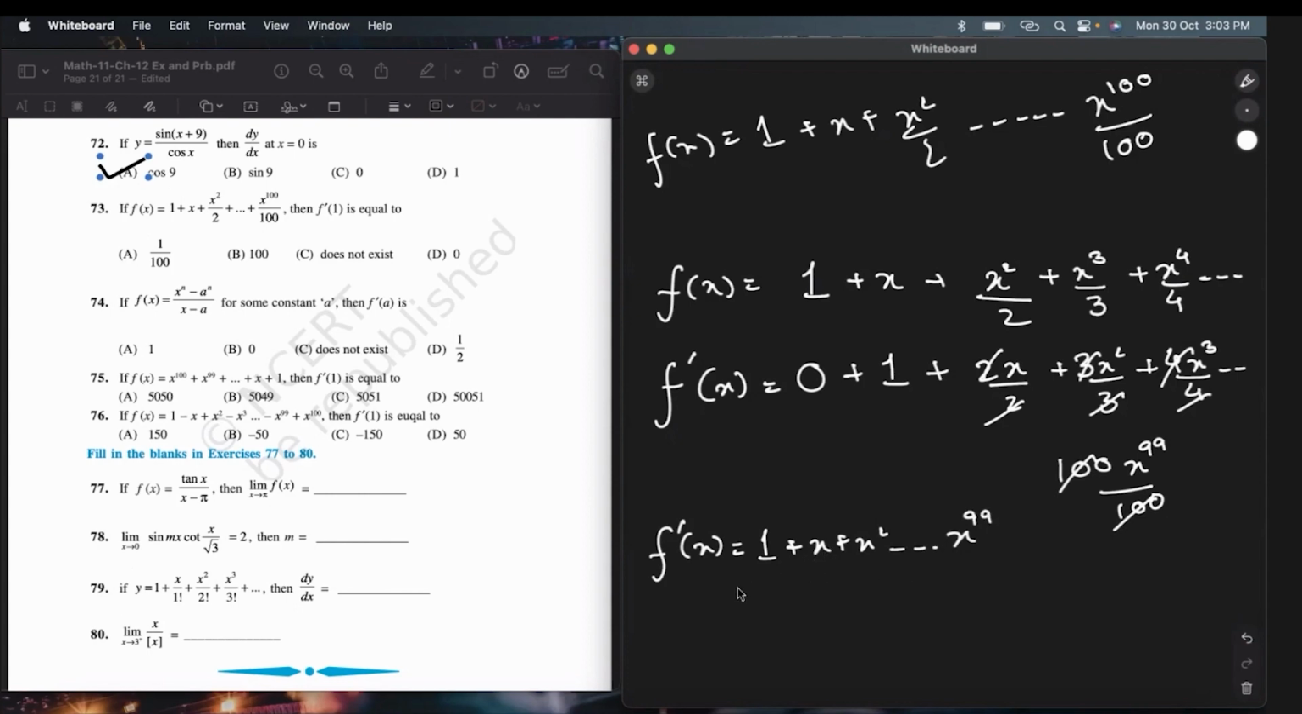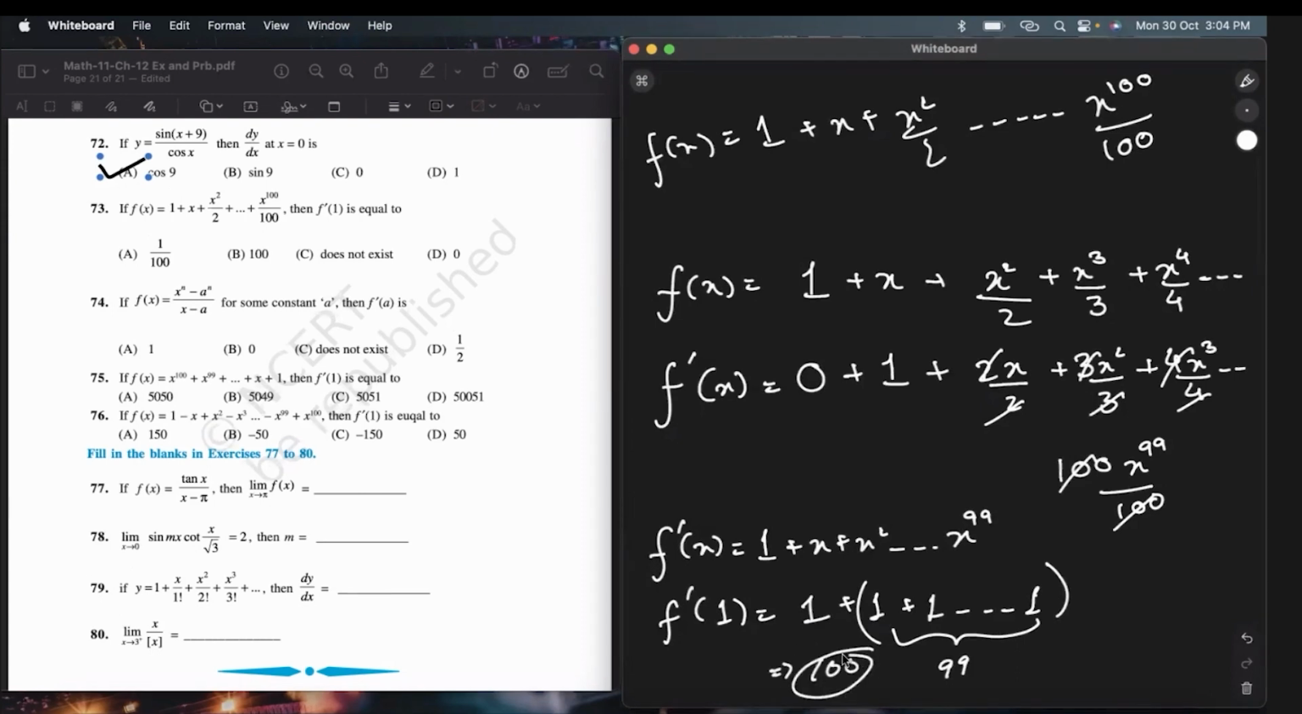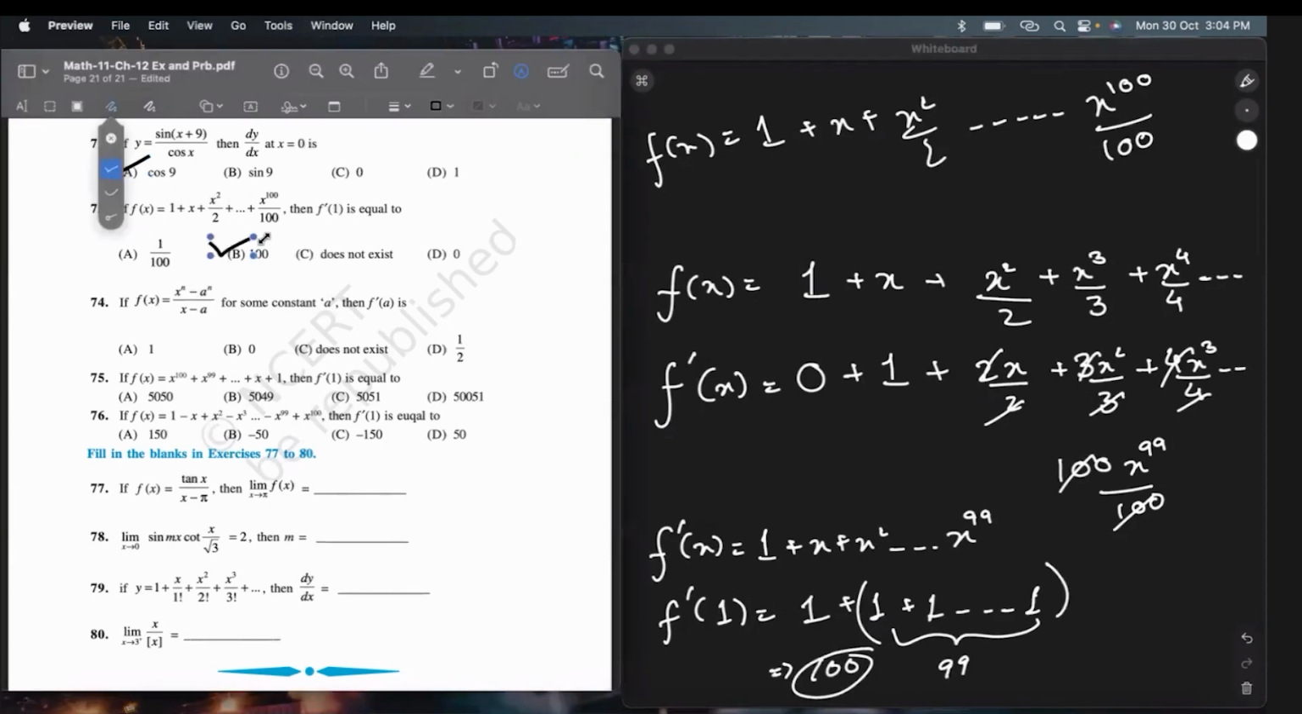Alright. So if I put the value x equals 1, so 1 plus 1 plus, from here 1 plus 1 till 1, and these are 99 terms. See, x to the power 1, x to the power 2 till x to the power 99. So 1, 2 till 99, so these are 99 terms. So 1 plus 99 will be equal to 100. So the answer for this problem is this one. Okay, got this. Now moving on to the next question for today.